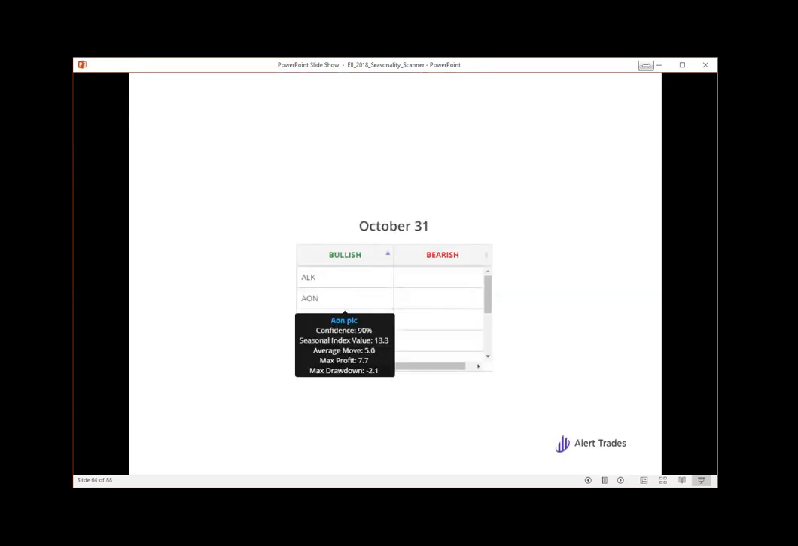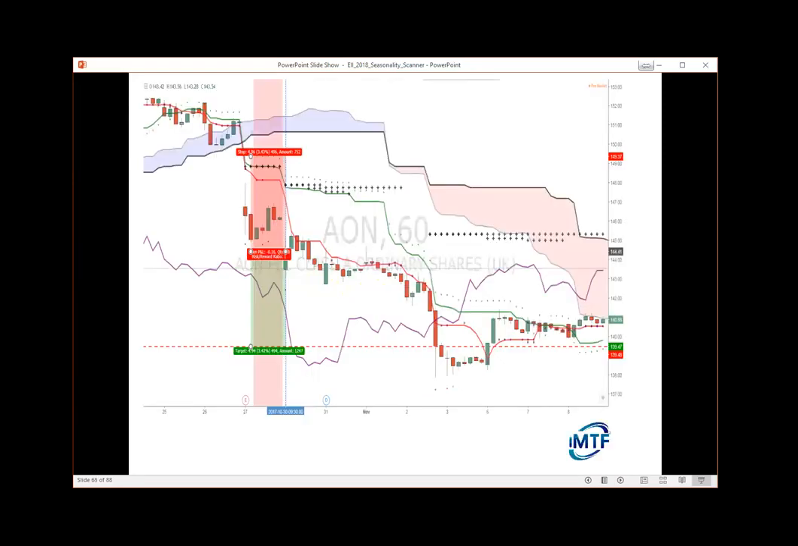Just jumping ahead to October 31st here, AON, average move we're looking for is about 5%. Let's see what happened. As you saw on that Seasonality, it showed a potential bullish setup. However, as Manish mentioned repeatedly, Seasonality is just really a catalyst, and we have to lean into the charts and let them tell us what to do. So in this particular situation, we see that a bear setup occurred. And this was a breakout because it never pulled back. So we took this, and once again, we exited where we got the black dots, and we got a risk reward of 1-1 there. So once again, not too unhappy with that.